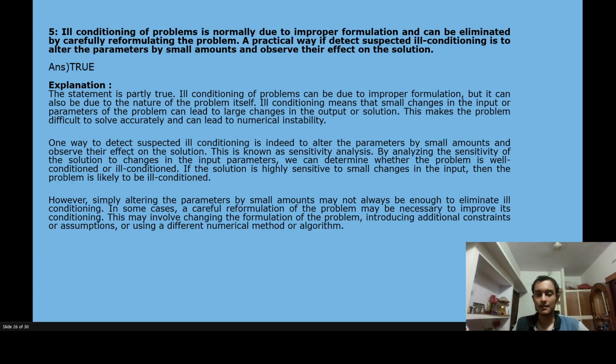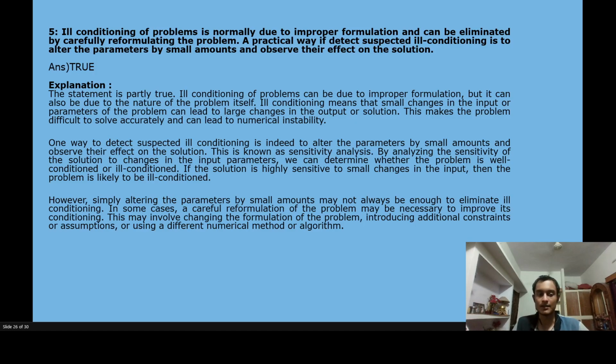Ill conditioning means that small changes in the input or parameters of the problem can lead to large changes in the output of the solution, or make the problem difficult to solve accurately and can lead to numerical instabilities. One way to detect suspected ill conditioning is indeed to alter the parameters by a small amount and observe their effects on the solution. This is known as sensitivity analysis.